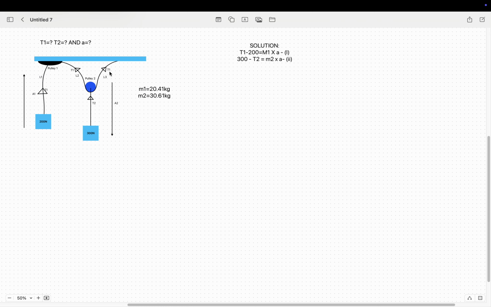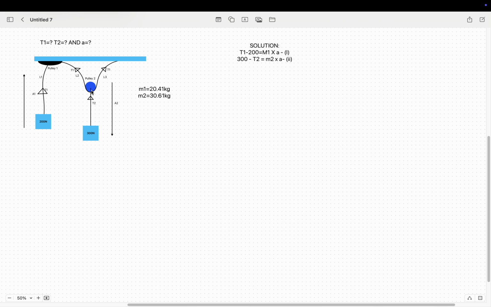Both lengths are different. Here it stops at pulley 1, there is a length. It starts with pulley 2 and then pulley 1, there is a length. Here it starts from pulley 1 and ends at the object, so there is another length. Let us assume that the length of the rope from pulley 1 to the object is L1.